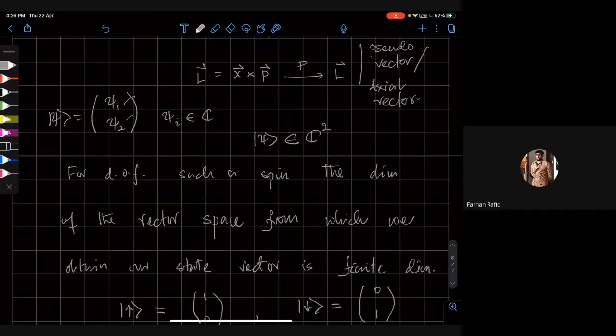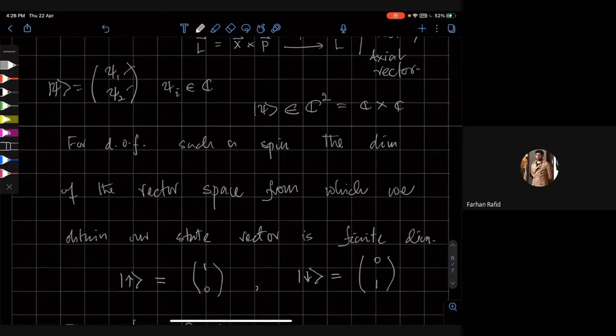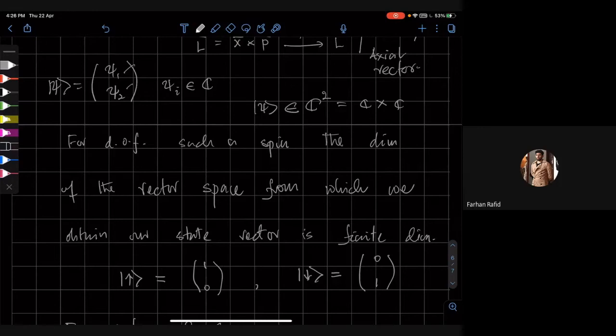Right? What is C2? C2 is C1 cross C1. Sorry? C2 is the complex space, two-dimensional, right? Two copies of complex numbers, yeah. Oh, so four-dimensional. So yeah, here I am.